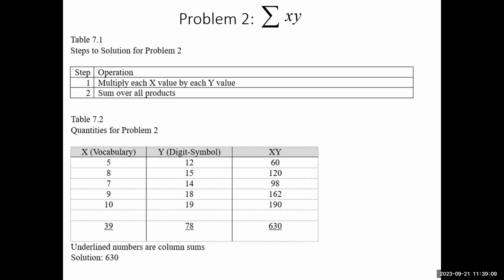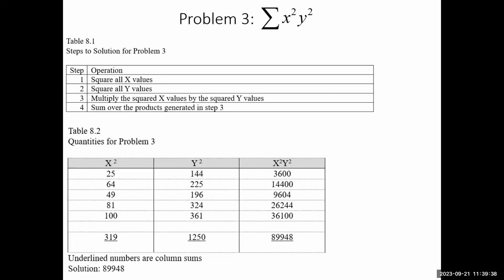So in table 7.2, I have the relevant quantities. We've got our x values, we've got our y values, and then we have our x, y products. So in the top row under the heading row, we've got 5 by 12 gives us 60, 8 by 15 gives us 120. And then in the bottom row of the table, I've got the column sum. So our sum of x, y products is 630 in this case, which is the solution to problem 2.